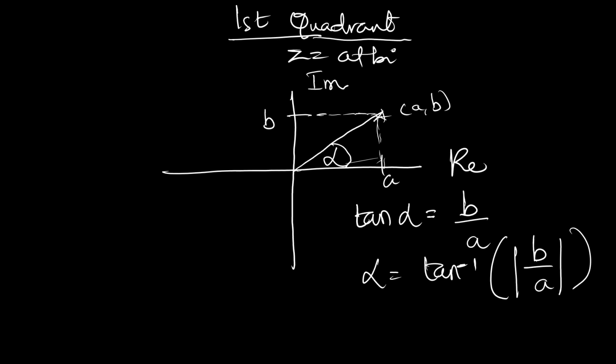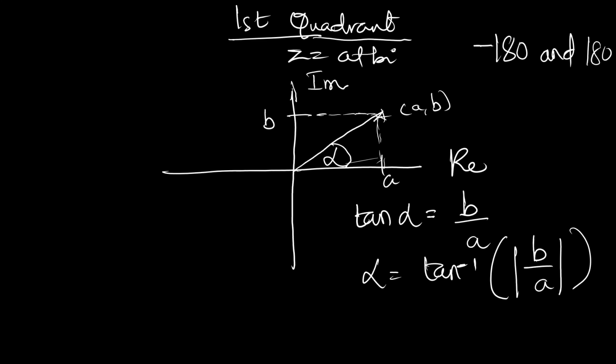Now we are saying that for the principal value of the argument, it should lie between negative 180 and 180. So in the first quadrant, there is no way that the angle is going to go beyond 180, because the imaginary part is positive and the real part is positive. There is no way that alpha is going to go beyond 180, right? The maximum value of alpha that we can get in the first quadrant is 90.